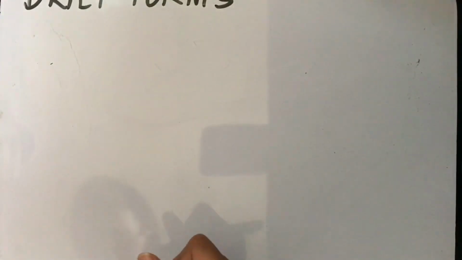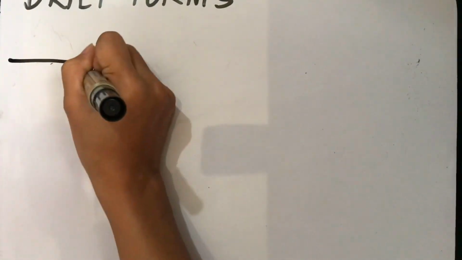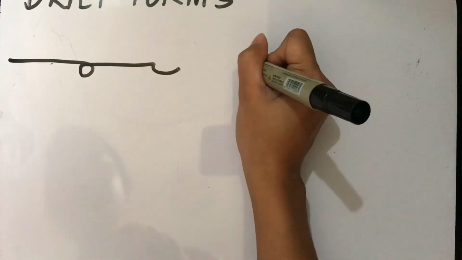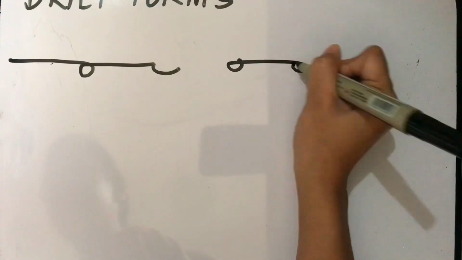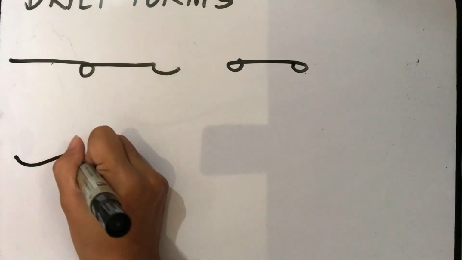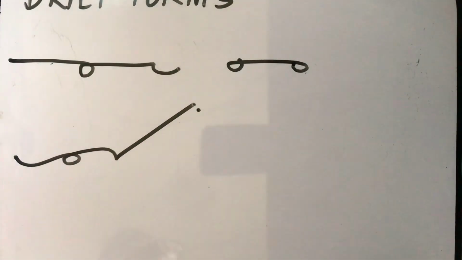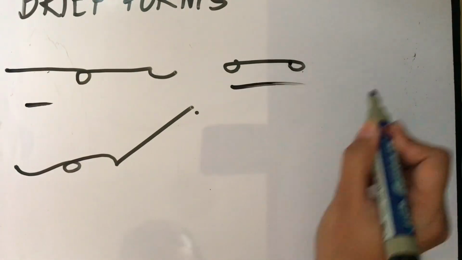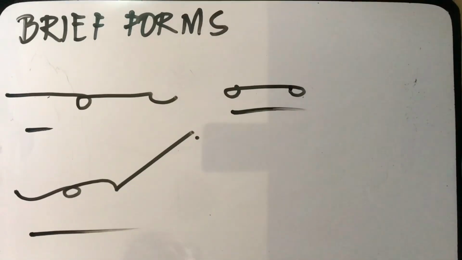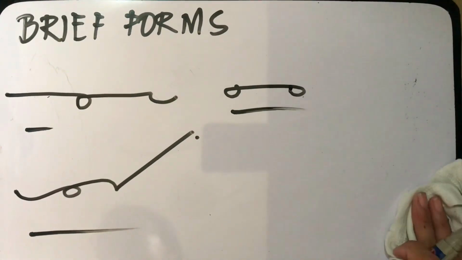Now let's move on to brief forms. In brief forms, we have here the words memorandum, immediate, and regarding. So memorandum, immediate, and regarding. Those are the brief forms we have here in lesson 44. Let's move on to the phrases.